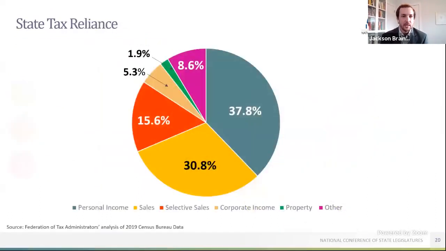Next slide, please, Mandy. The largest portion of state tax collections comes from the personal income tax, followed closely by sales and use. Those are far and away the two largest tax categories. So it's really the big two and their little brother. Corporate income tax is a much smaller slice, around 5%.